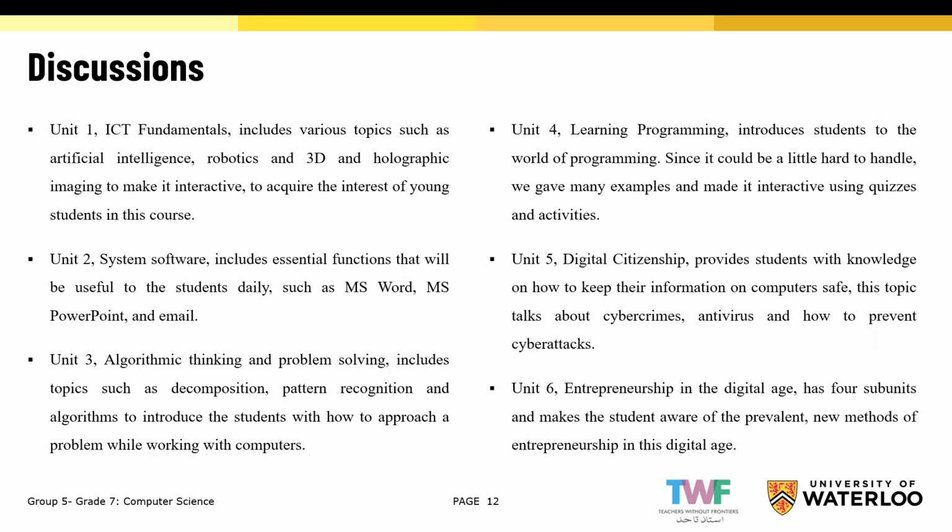Now let us analyze the project work and discuss the resource collection and the verification of the validity of the course material. In the first unit, we have included topics like AI, robotics, and holographic imaging to make it more interesting and appealing to the young students. The second unit contains basic software skills like MS Word, MS PowerPoint, and email. In the third unit, algorithmic thinking and problem solving includes topics to help students with their problem-solving approach.